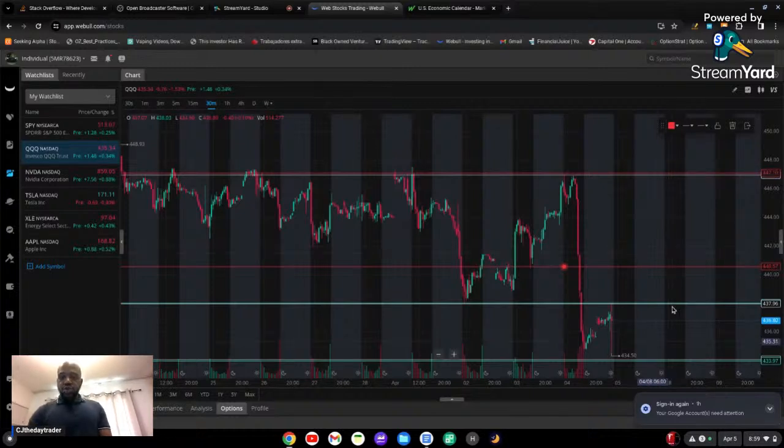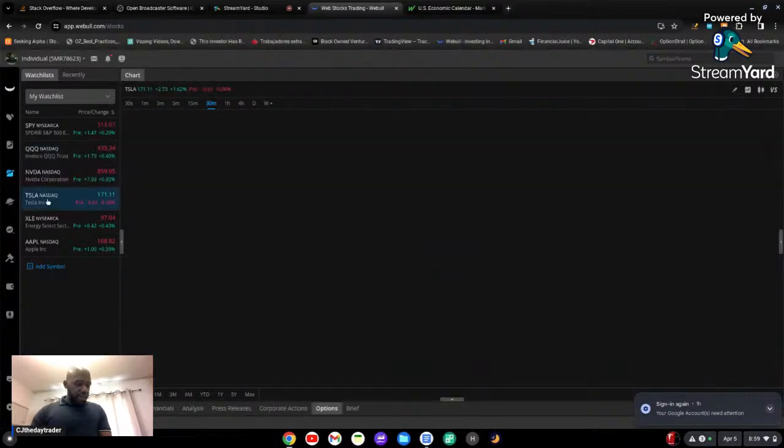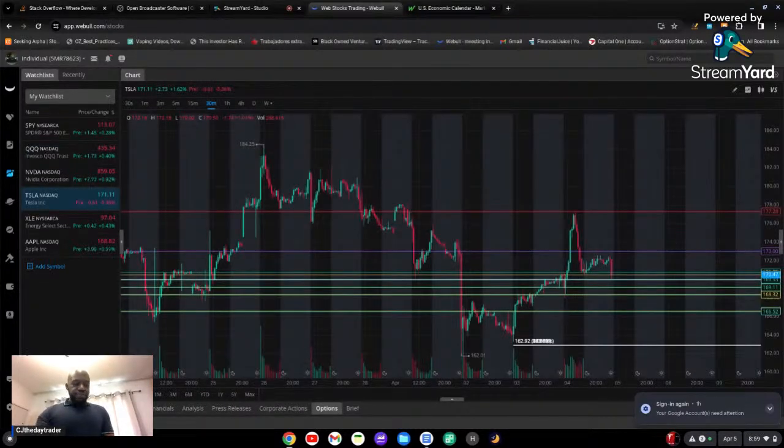That's to be seen, but what I really like would be the short off of 438 back down to 434.5. The next thing would be Tesla.